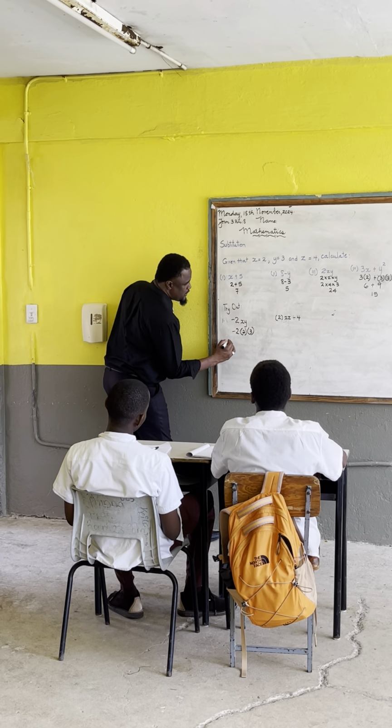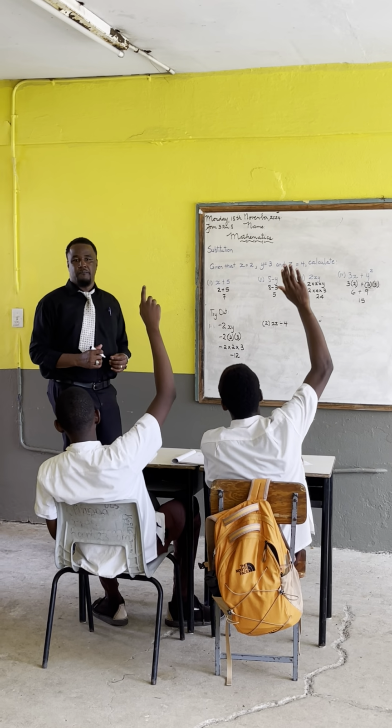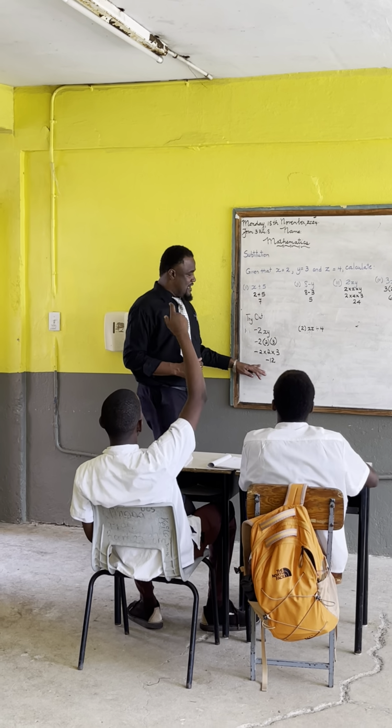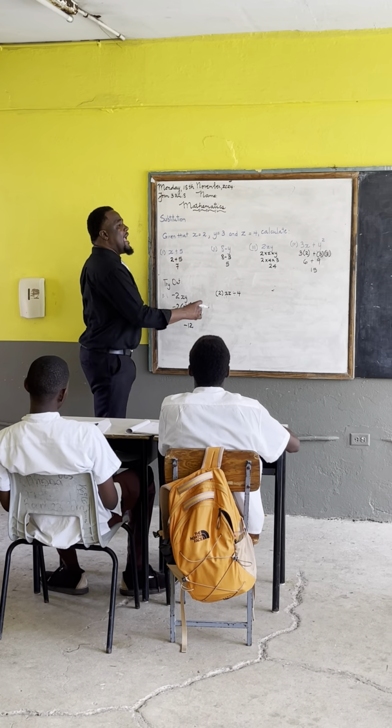Negative 2 times 2 is? Negative 4. Negative 4 times 3 is negative 12. Let me see the answer of those who got that. Very good. Negative 12. Let's go on to this problem.